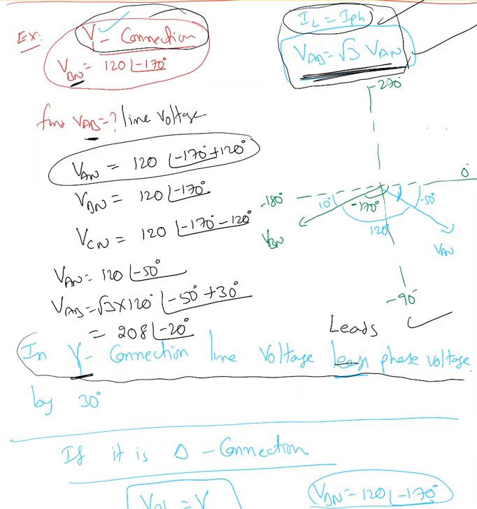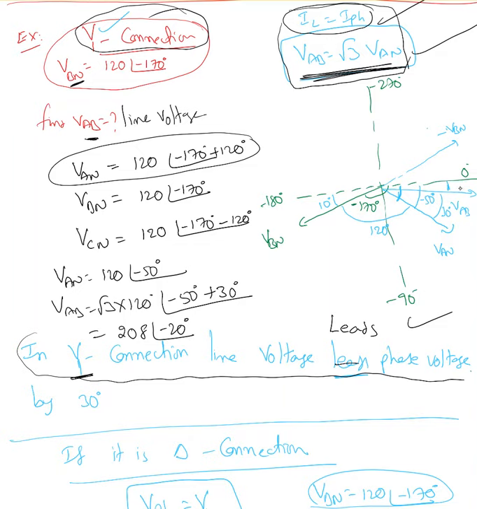Now, the question is asking about VAB. So this is VBN. If I draw it in the negative direction, that's negative VBN. VAB is going to be the vector sum of these two. It's going to be somewhere here in the middle. So that's VAB. Another way of saying this is, in a Y connection, line voltage leads phase voltage by 30 degrees. So VAB is leading by 30 degrees here. So what is this angle? This must be minus 20.